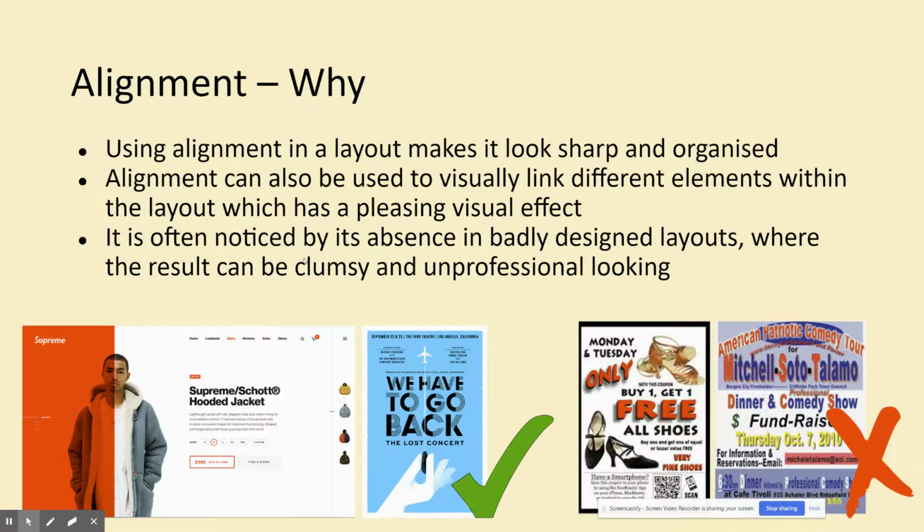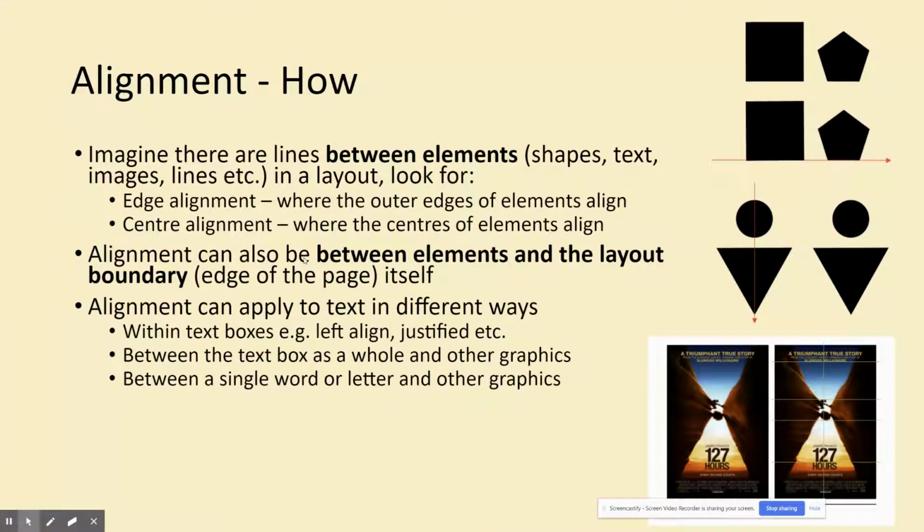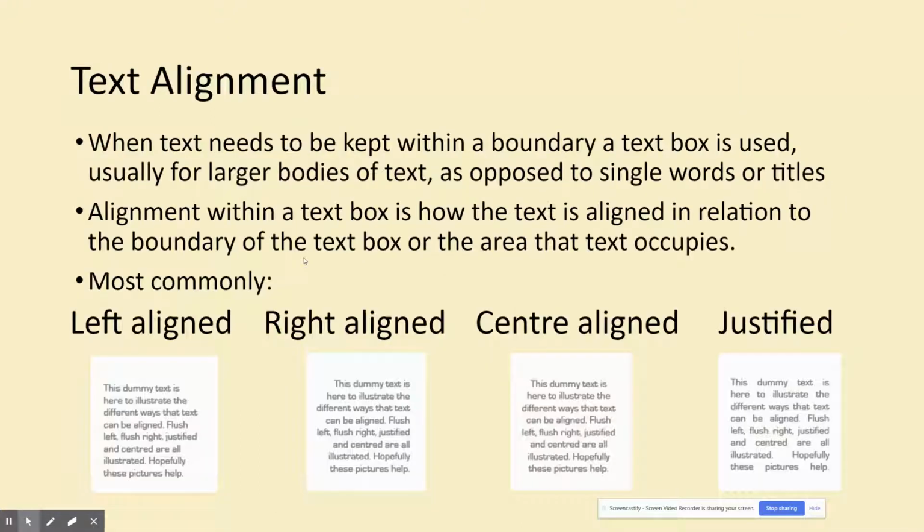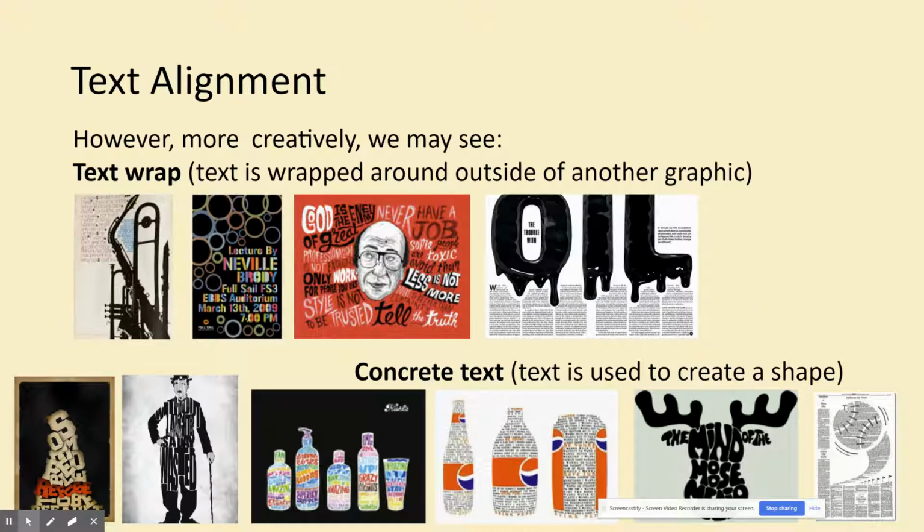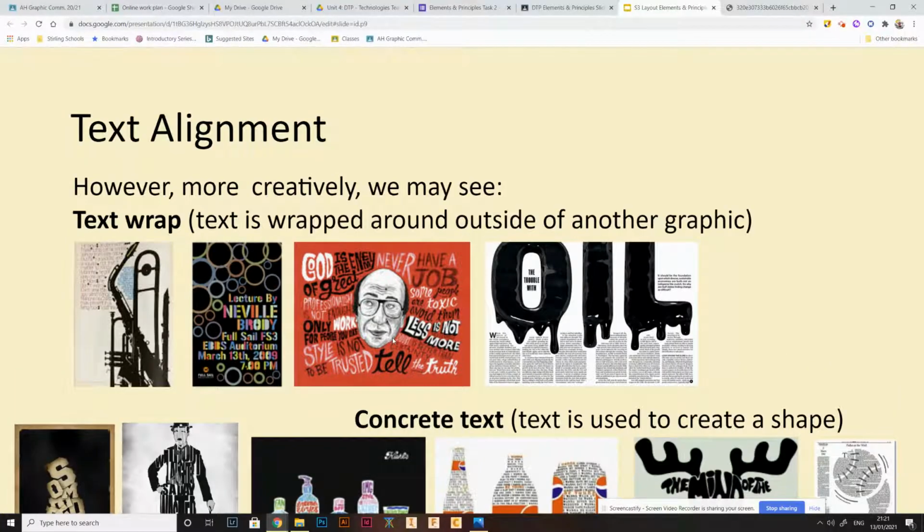As I said before, it's between the elements themselves on a page, within the page itself or the layout boundary, and we can look at alignment within text boxes or within where text is. Text isn't always put in a box when it's extended. It quite often is, but not always. Like for example, when you do concrete text or text wrap, you might be using text that's not actually in a box.